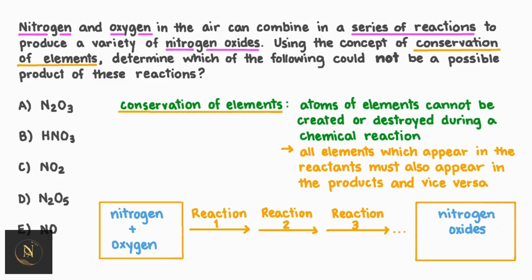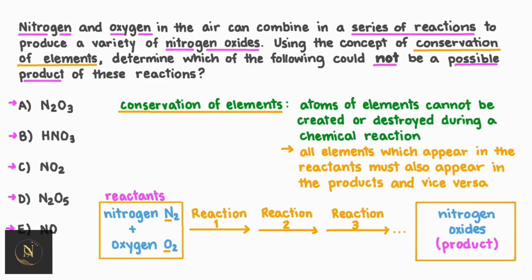Using what we know about the conservation of elements, we need to determine which of the answer choices could not be a possible product. Nitrogen and oxygen in the air are the reactants or starting materials of this reaction. Nitrogen in the air consists of two nitrogen atoms and is represented by capital N subscript 2. Oxygen in the air consists of two oxygen atoms and is represented by capital O subscript 2. So the reactants only contain the elements nitrogen, chemical symbol capital N, and oxygen, chemical symbol capital O.